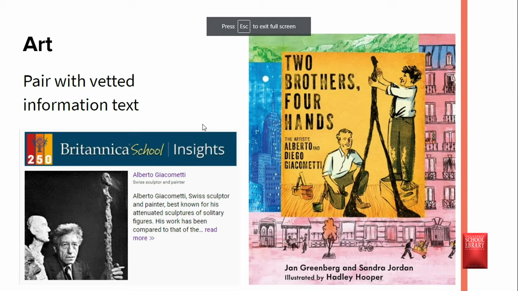And then there's art. Art is also part of STEAM. So there, of course, you can always use picture books and talk about the art in them. Maybe focus on the Caldecott Awards so that kids learn the difference between watercolor and computer-generated and acrylic and collage and all those different kinds of ways. But you can also pair art books with informational text that's been vetted.